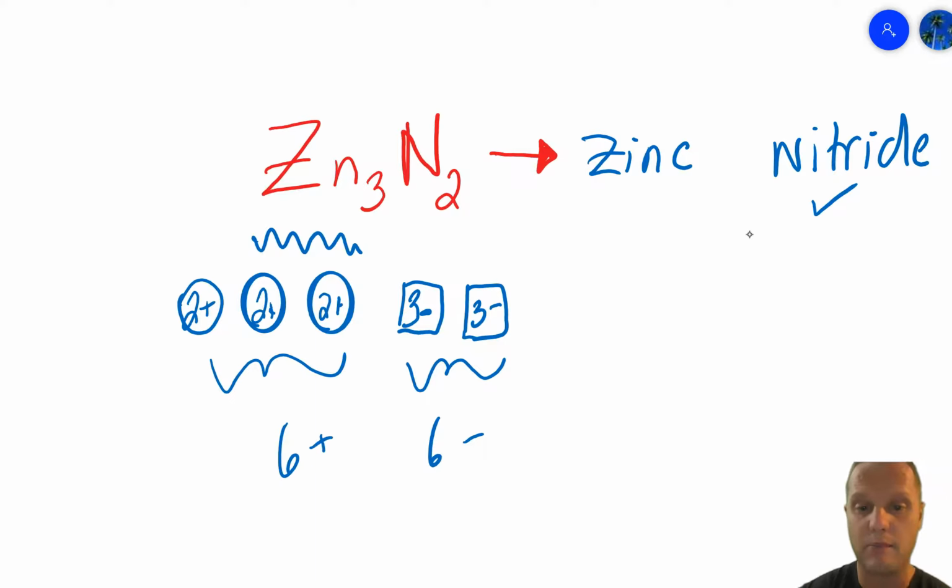So the charges still matter, but do we care about the charges? No, we don't. Why don't we care about them? Because this is not multivalent. So the answer is zinc nitride.